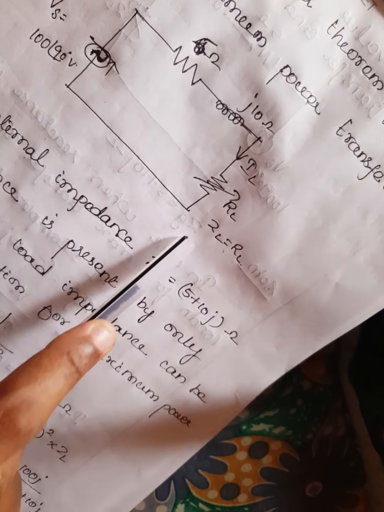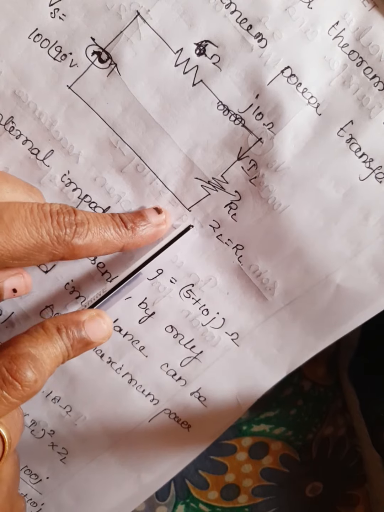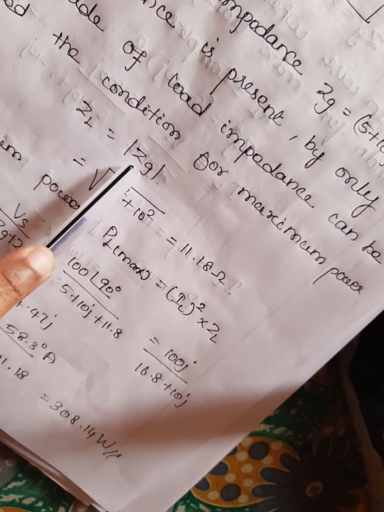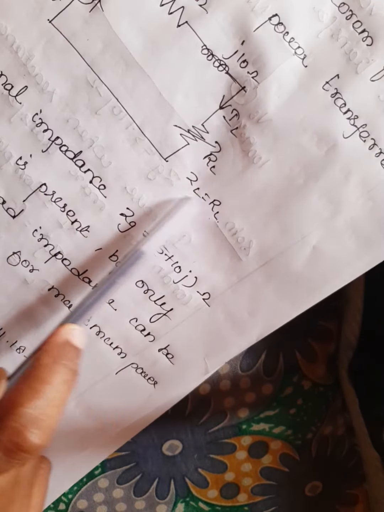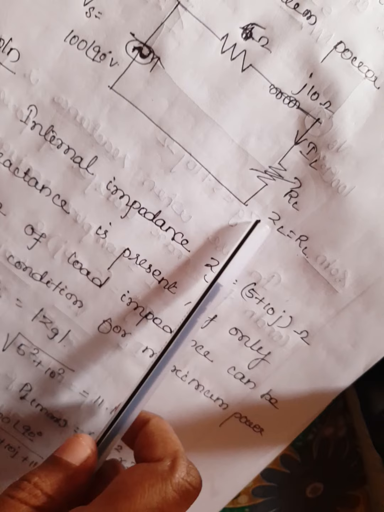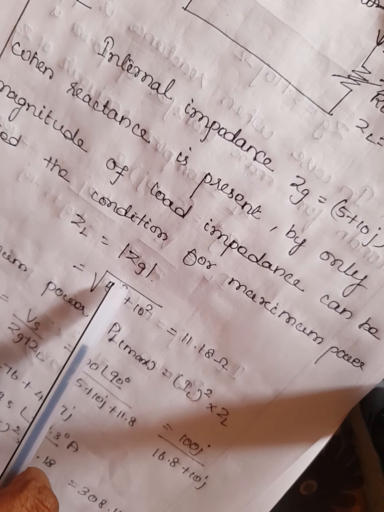That is when the load impedance ZL is purely a resistive component. So if it is equal only to the resistor value, what is the condition? ZL equals the magnitude of Zg. Can you understand? When the load impedance value is purely a resistive component, and not an impedance component, what is the formula? ZL equals the magnitude of Zg.